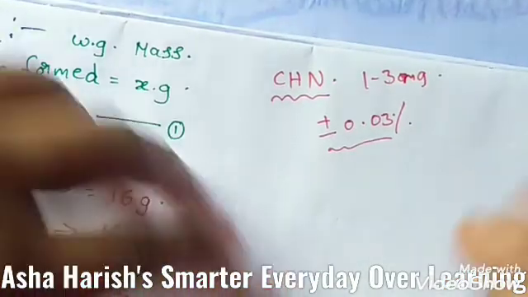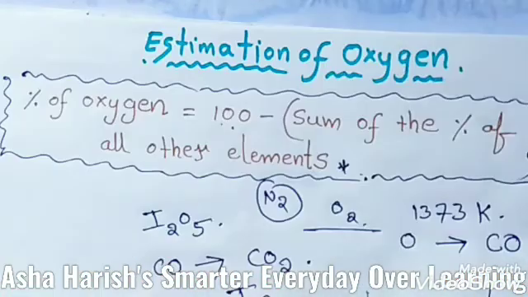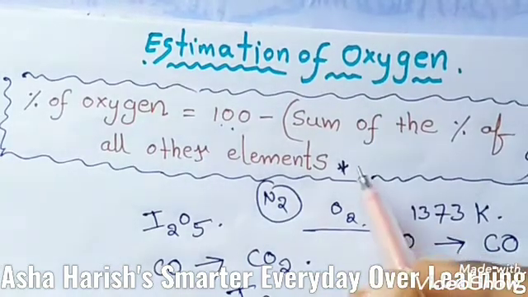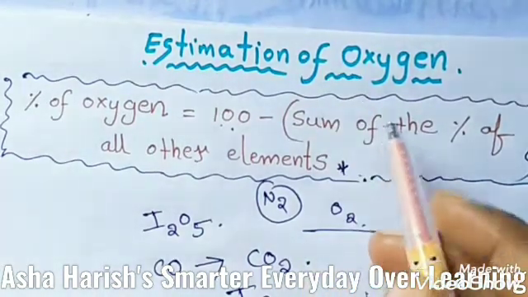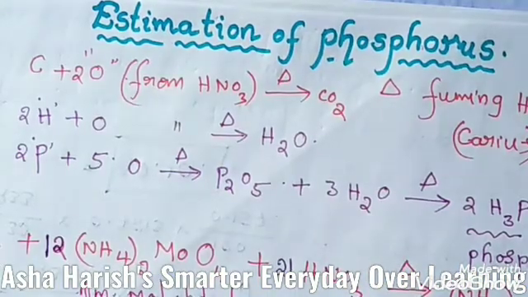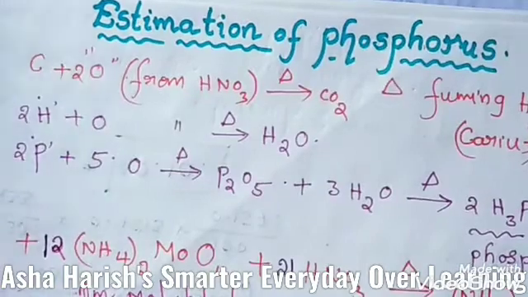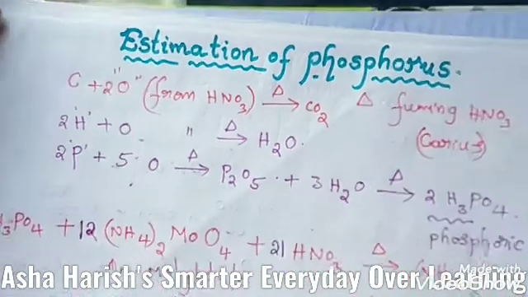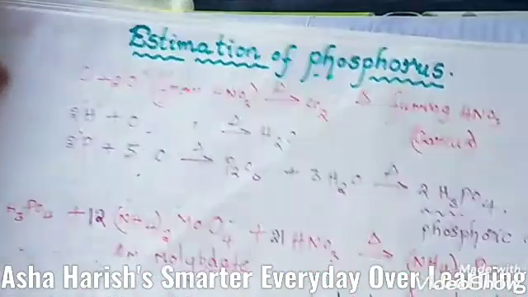Okay students, this is about estimation of oxygen. I have explained the general formula for the calculation of the percentage of oxygen and the estimation of phosphorus, and the complete chemical reactions and mechanism in this session. This is about our today's session.